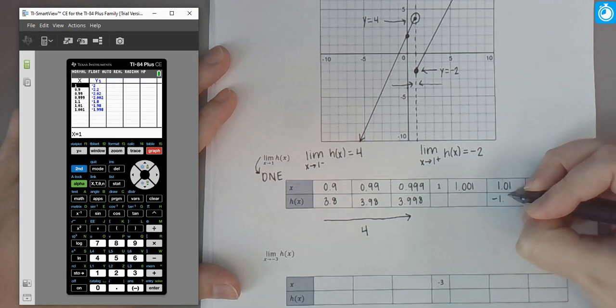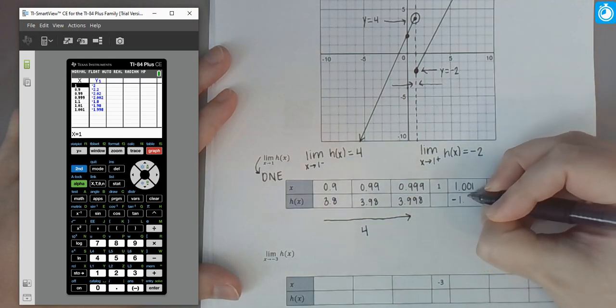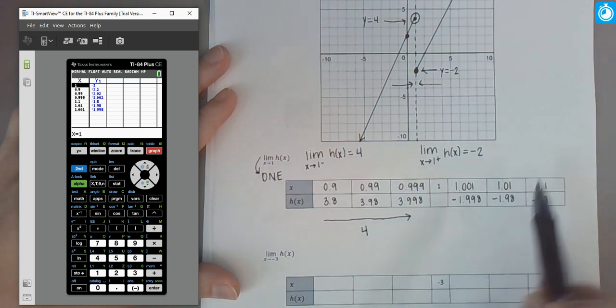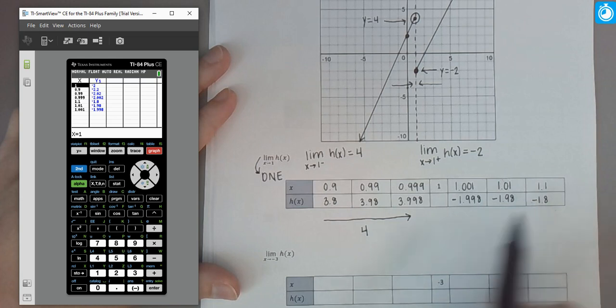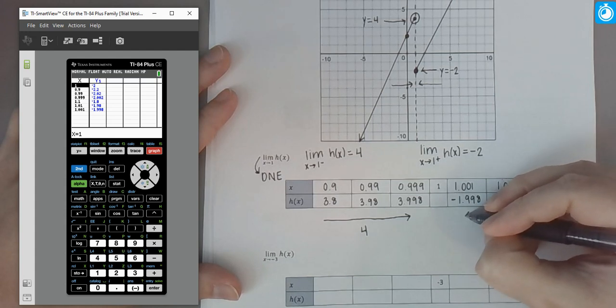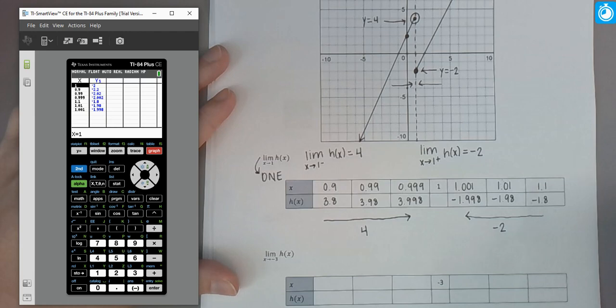At 1.01, the y value is negative 1.98. And then just a little bit closer, negative 1.998. Again, we're seeing similar behavior, but very different numbers. It looks clearly like we're approaching a particular y value. In this case, the value we're approaching is going to be negative 2.